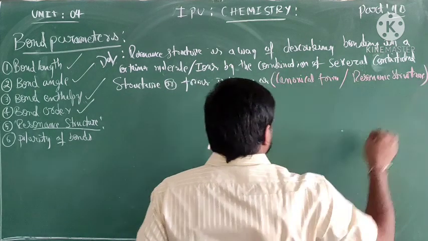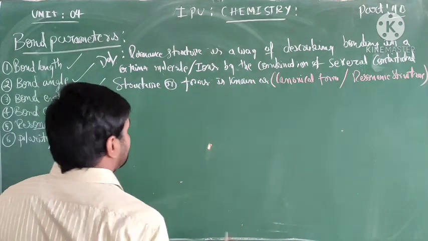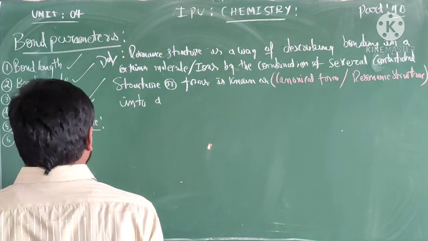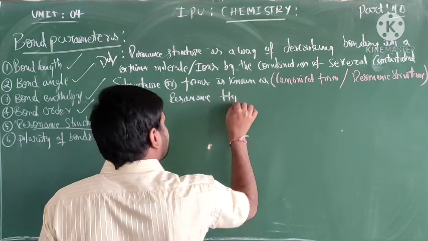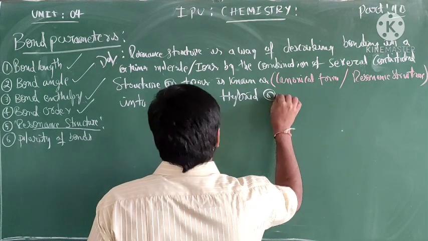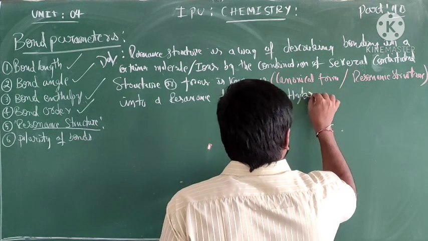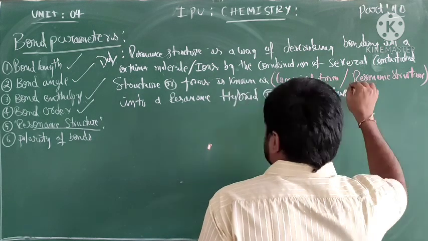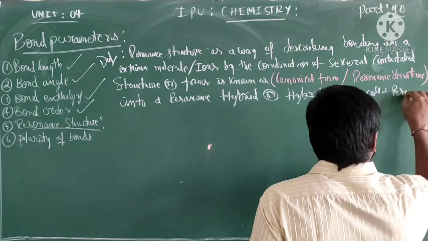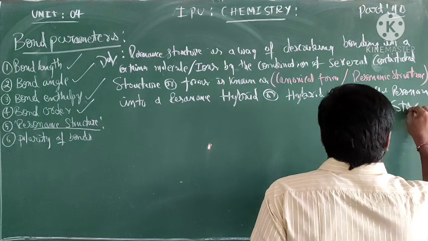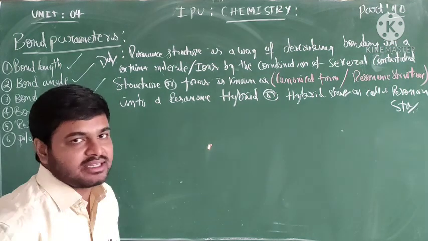So these resonance structures or canonical forms go into a resonance hybrid or hybrid structure, and that is called resonance structures. Let us discuss one example, a clear definition of resonance structures.